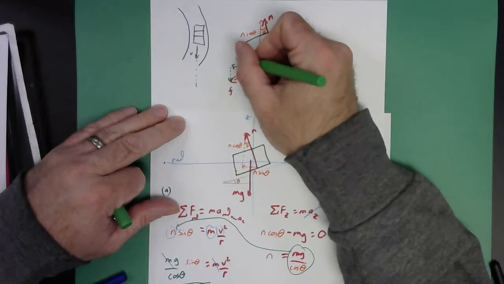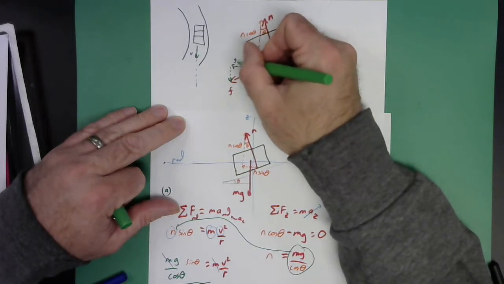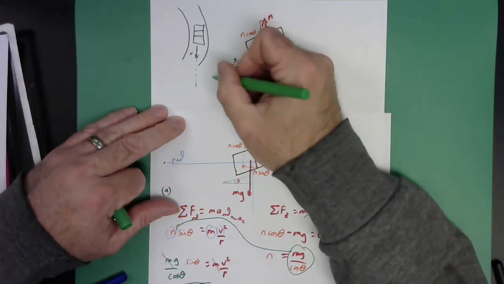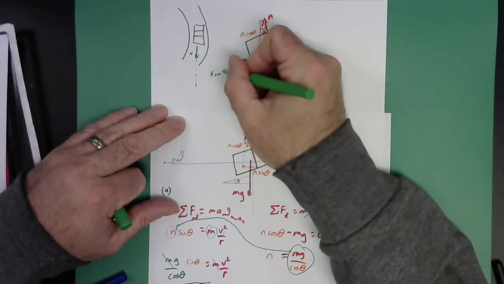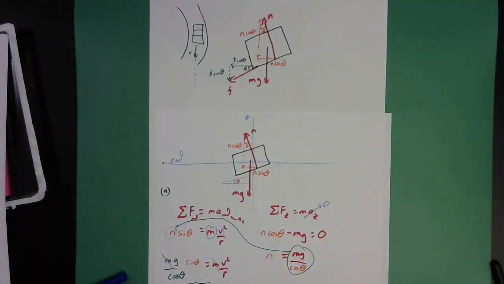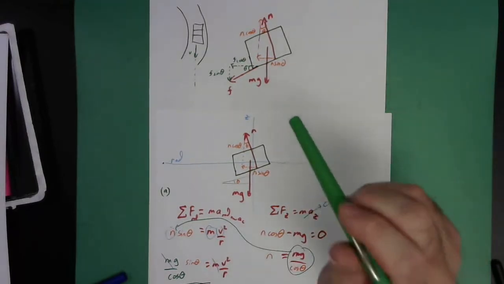So this side would then be the hypotenuse, that static friction times the cosine of theta. And this would be that static friction times the sine of theta. And that's my force diagram for traveling faster than the design speed.